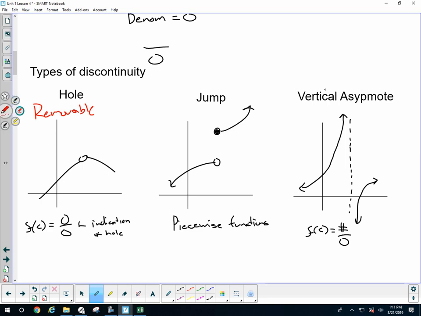Now, these are called non-removable. Okay, and it's either a non-removable jump or a non-removable vertical asymptote. Instead of saying this is a non-removable vertical asymptote, we'll either say VA for short, or we need to be comfortable calling it an infinite discontinuity, a non-removable infinite discontinuity.